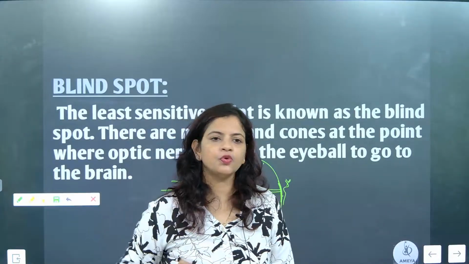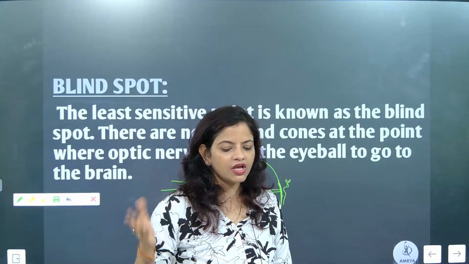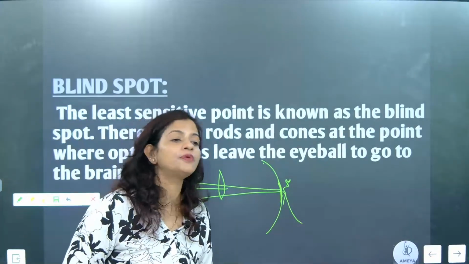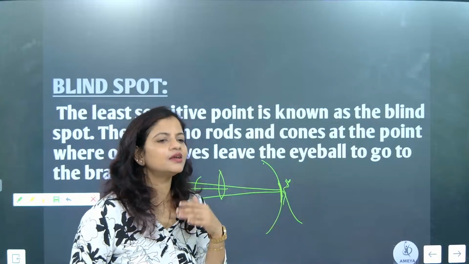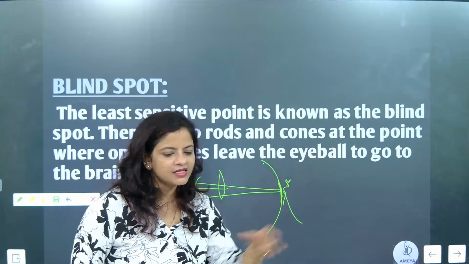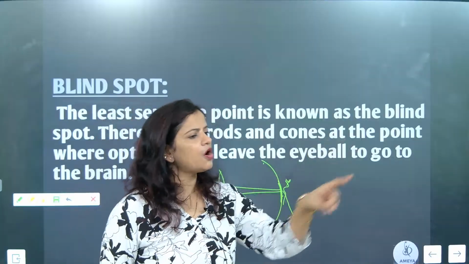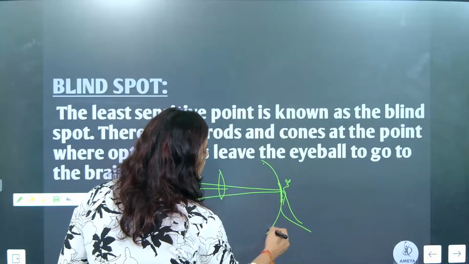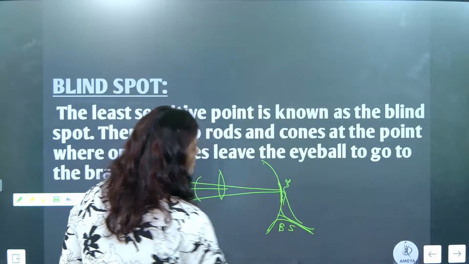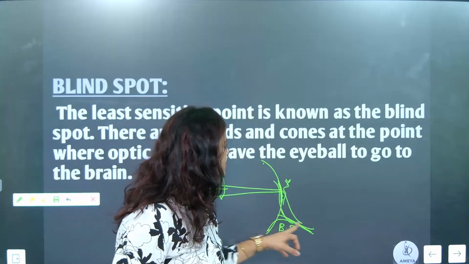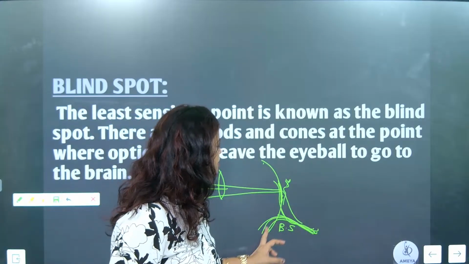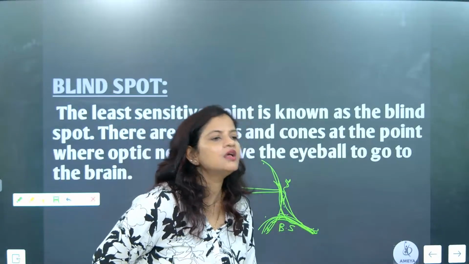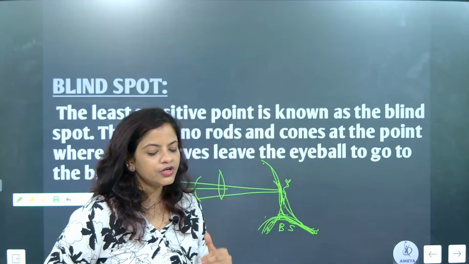The image has to be transported. Now the image is transported via the optic nerve. The cable wire, just understand it like that. Just as a wire brings current, in the same way the optic nerves will be carrying these electrical impulses. And from which region will they be taken out? Blind spot. The optic nerves are coming out through the blind spot, and the image will be coming out as electrical impulses.